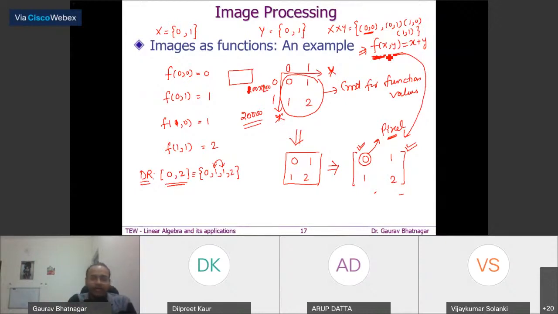So I hope it is clear to everyone why an image is always going to be a two-dimensional function, and how this two-dimensional function will lead to a matrix. I will take a pause of 2 minutes, so that if you have any query so far about whatever we have learned, you can ask me, and we can have a discussion on those queries.